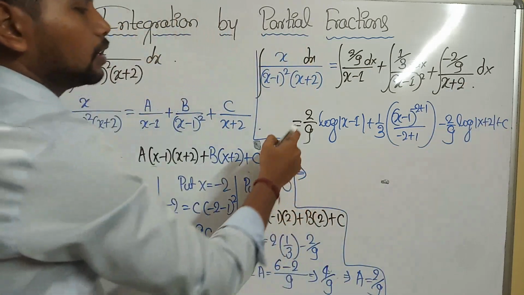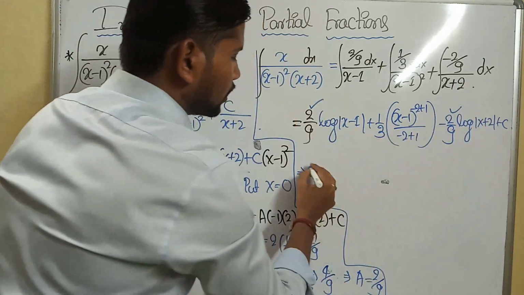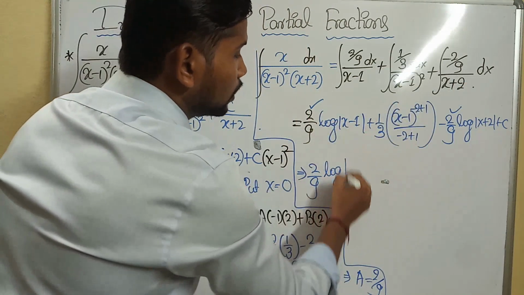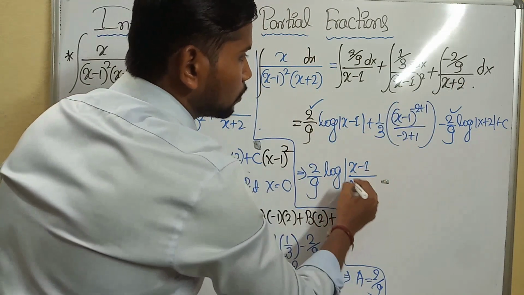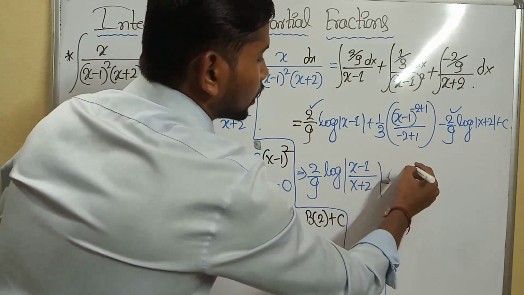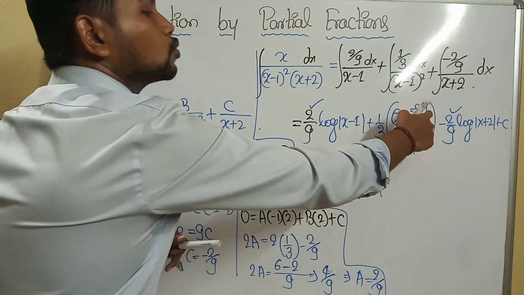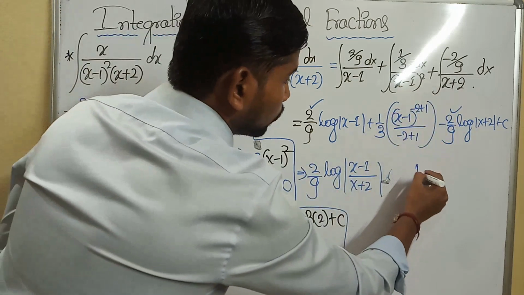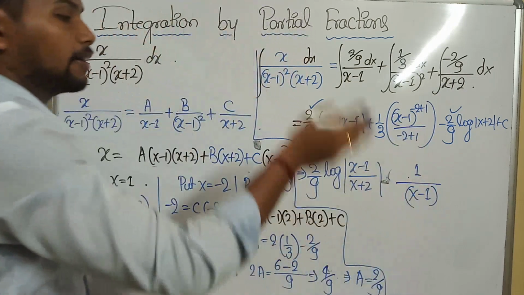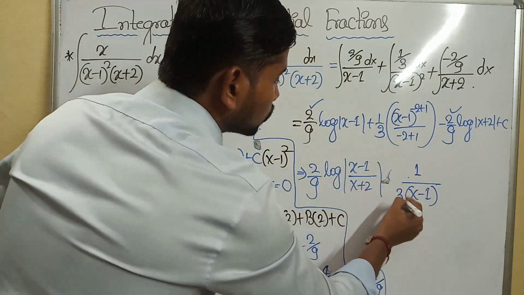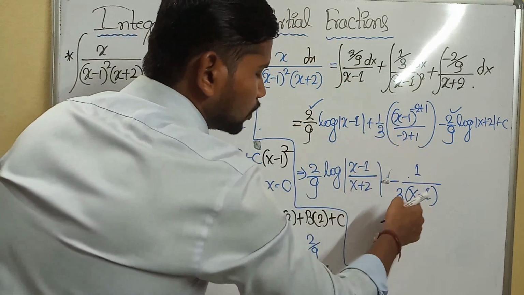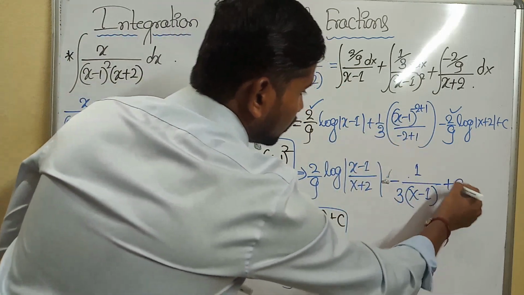It will be here also 2 by 9. Take a common 2 by 9. Log a minus log b is log of a by b, means (x minus 1) divided by (x plus 2), plus, okay, (x minus 1) to the power minus 2 plus 1 will be minus 1. It will be 1 divided by (x minus 1), with the denominator having a positive power and a 3 as a multiplier. Minus 2 plus 1 will be minus 1. It will be minus 1 divided by 3 into (x minus 1), plus c.